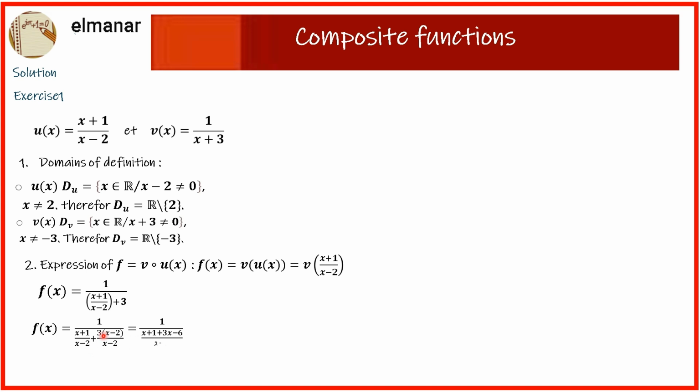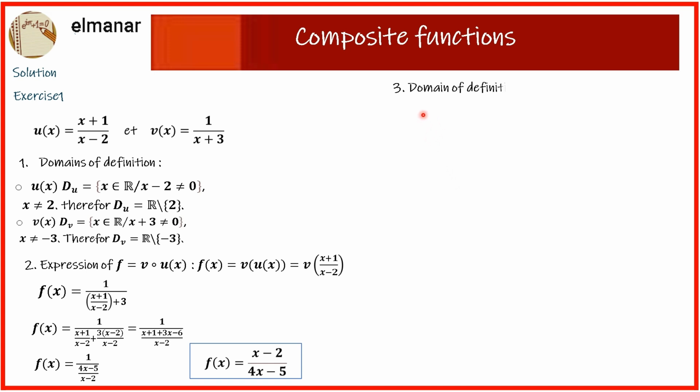F of x is equal to the quotient of 1 by the quotient of x plus 1 by x minus 2, plus the quotient of 3 multiplied by x minus 2 over x minus 2. This gives f of x is equal to the quotient of 1 by the quotient of x plus 1 plus 3x minus 6 over x minus 2. We then obtain f of x is equal to the quotient of 1 by the quotient of 4x minus 5 over x minus 2. Inverting the fraction in the denominator gives f of x is equal to the quotient of x minus 2 by 4x minus 5.